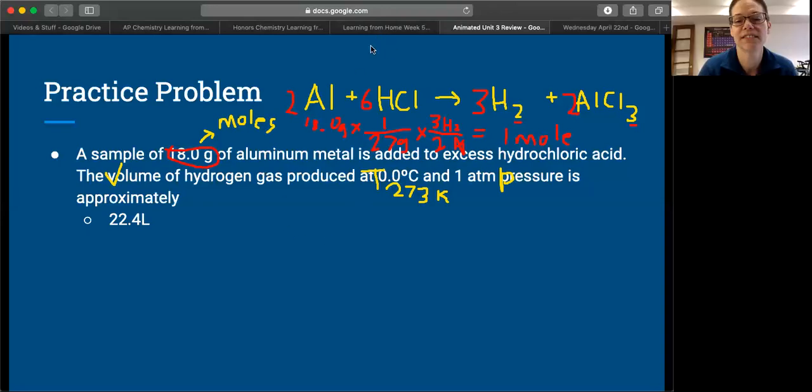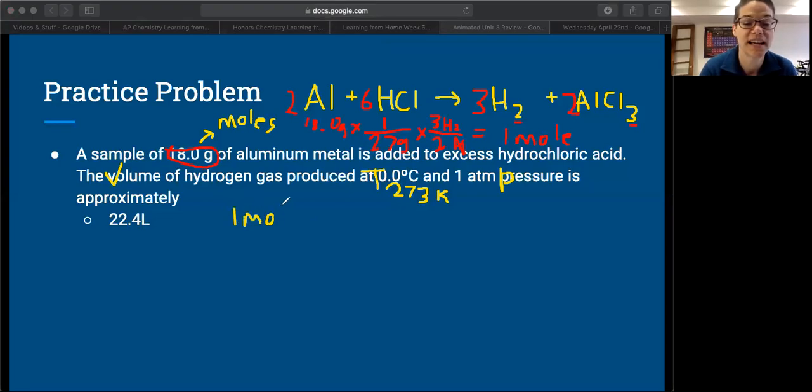Now you're going to be mad, because there's a way to do this without any of the calculation, and that is recognizing that I have 1 mole at STP.